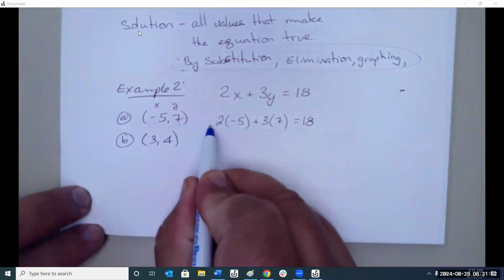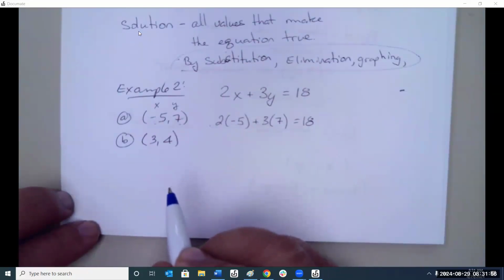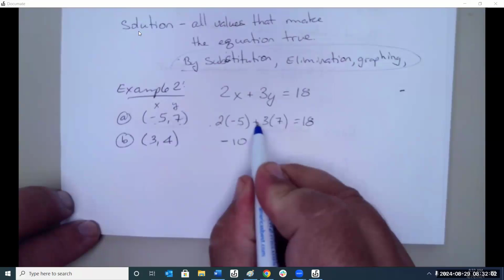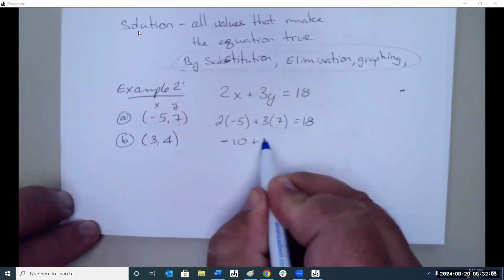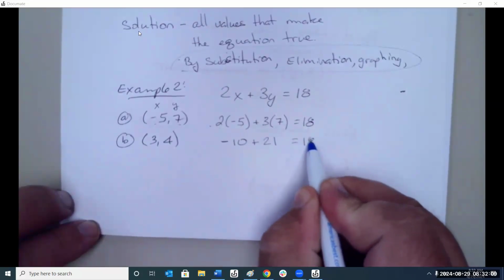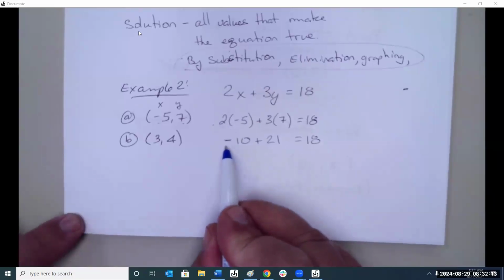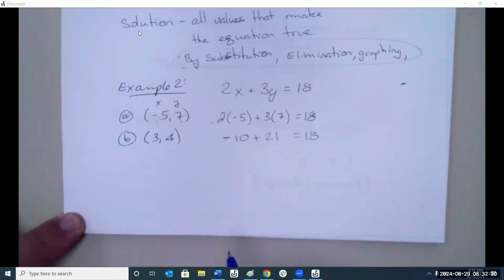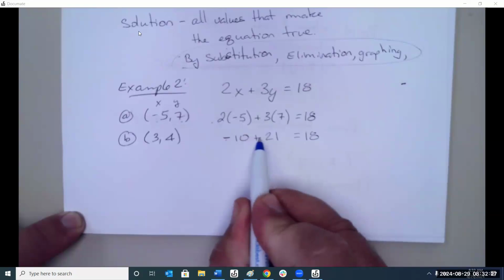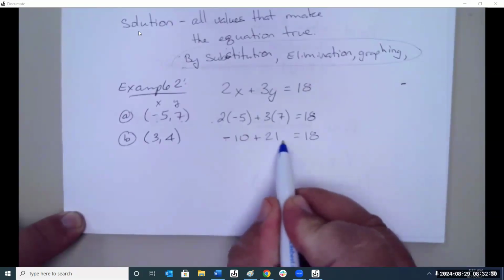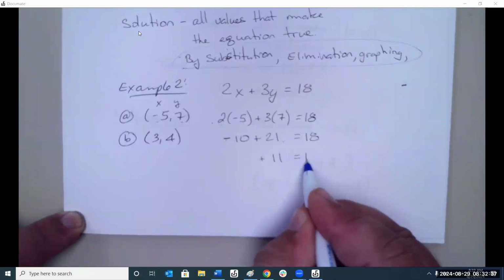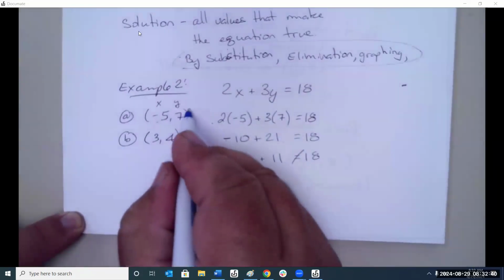So in the first one, you have positive times negative. Positive times negative is negative. 2 times 5, 10. Positive times positive, 3 times 7. Okay, here's another rule. We're adding, subtracting. Is the answer going to be positive or negative? And why? If you have opposite signs, take the sign of the larger number and subtract them. 21 minus 10 is 11, positive 11. Is 11 same as 18? No. So that one is not a solution.